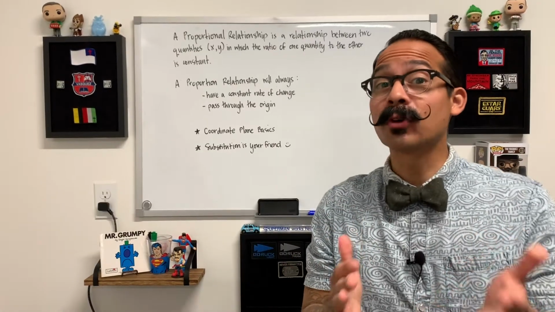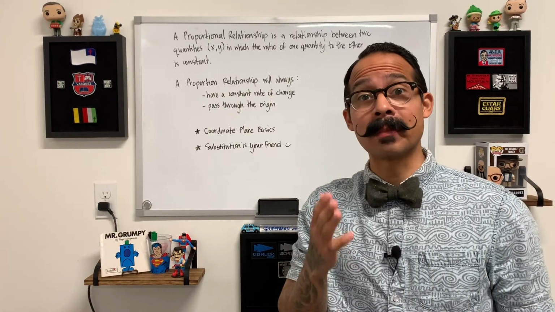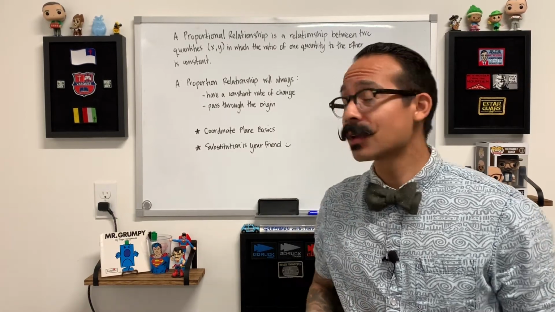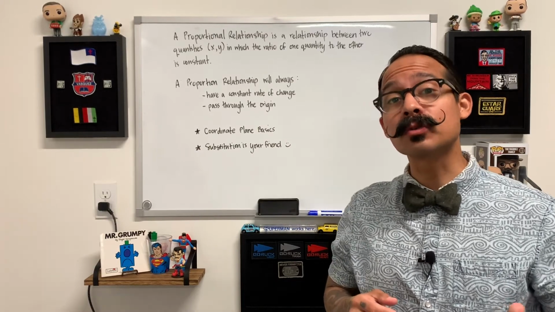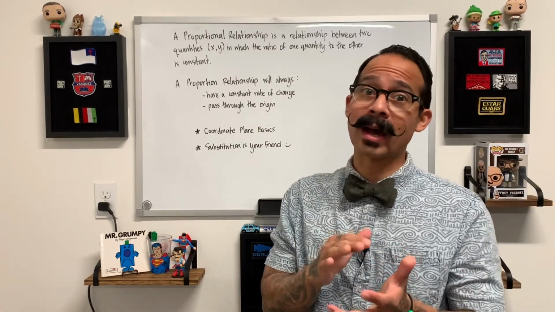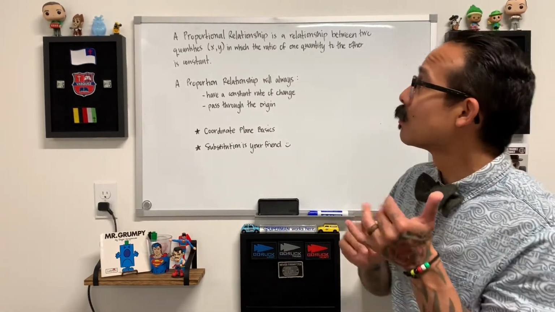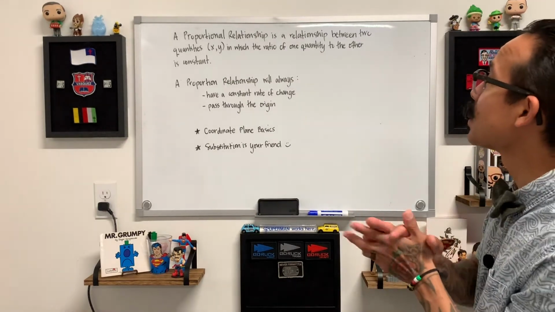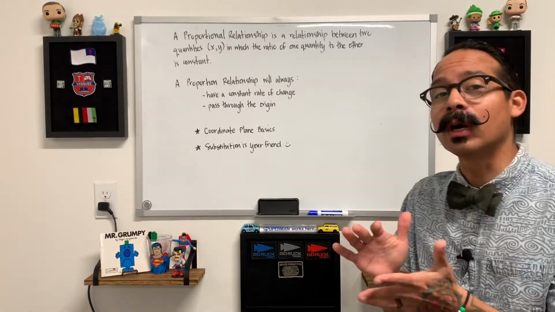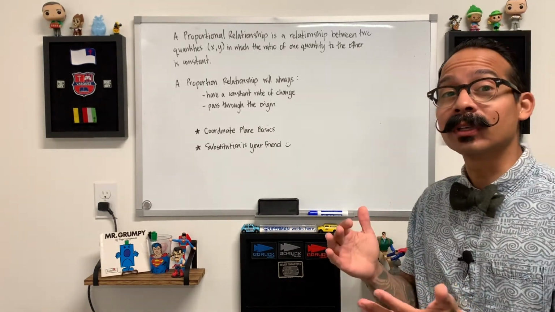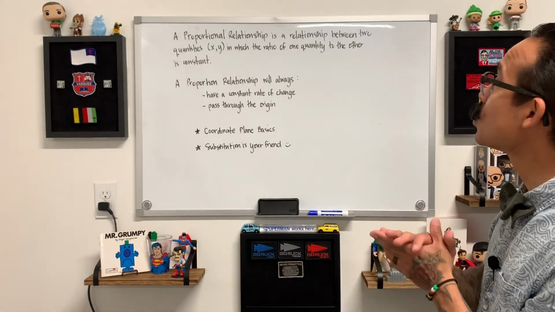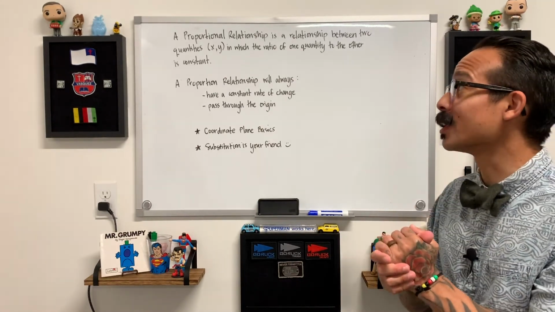All right, team, before we get started, a couple of things that I wanted to remind you of. If you need to, you can pause the screen and take notes using the words that are behind me. First, a proportional relationship is a relationship between two quantities, which we call x and y, an ordered pair, aka the coordinate pair, in which the ratio of one quantity to the other is constant.